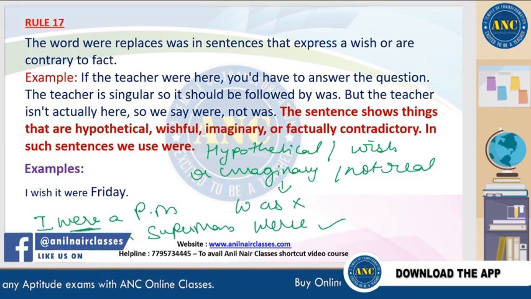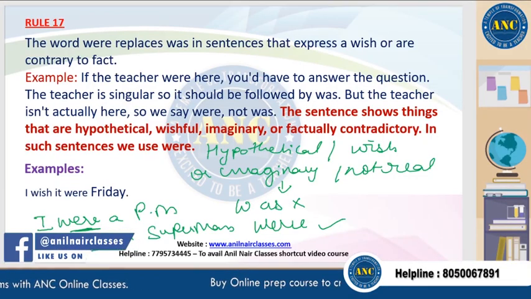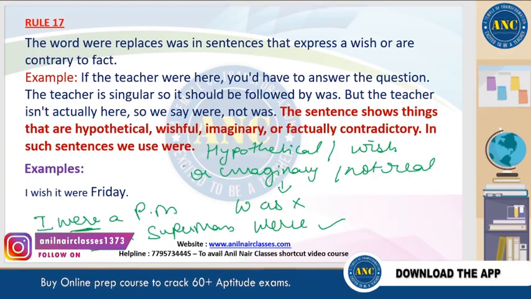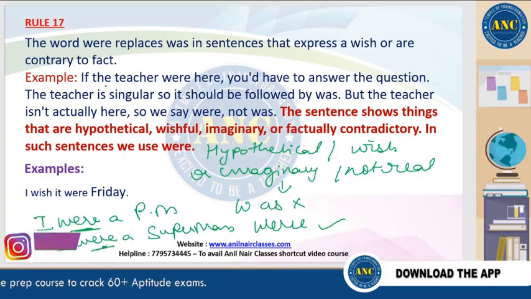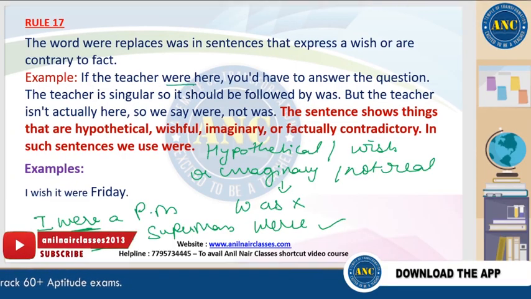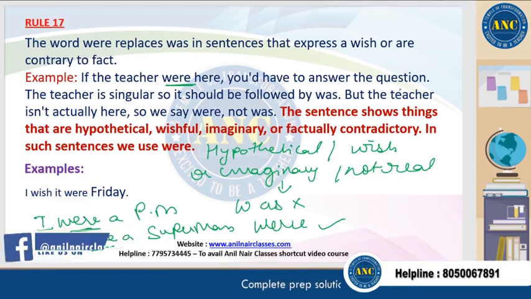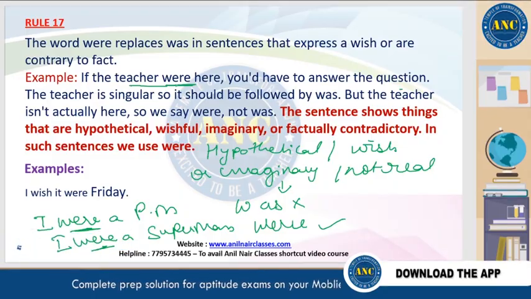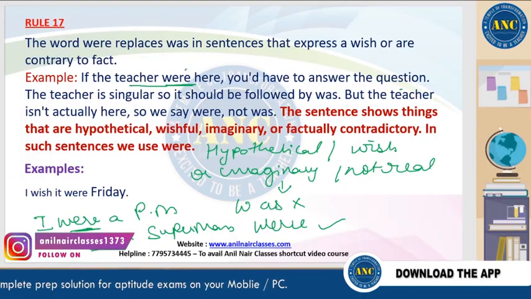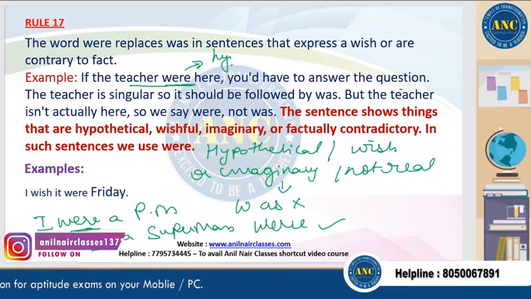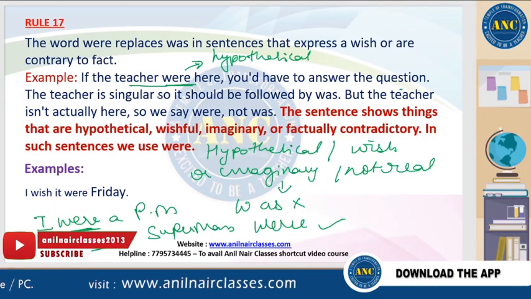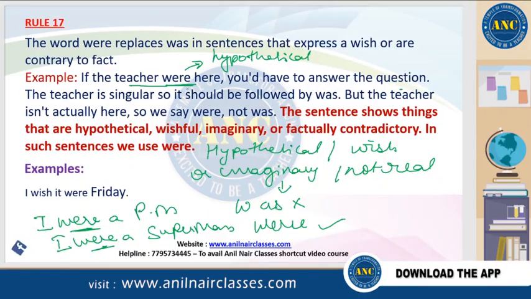So this time you cannot say "was", here it is "were", because you are imagining, you are hypothetically talking about, you are assuming. So if the teacher were here, that means you are imagining if the teacher would have been here, you would have had to answer the question. So this is the imaginary condition. The teacher is singular, but the verb "were" is used because it is an imaginary or hypothetical situation. The teacher is actually not here. You're just assuming.